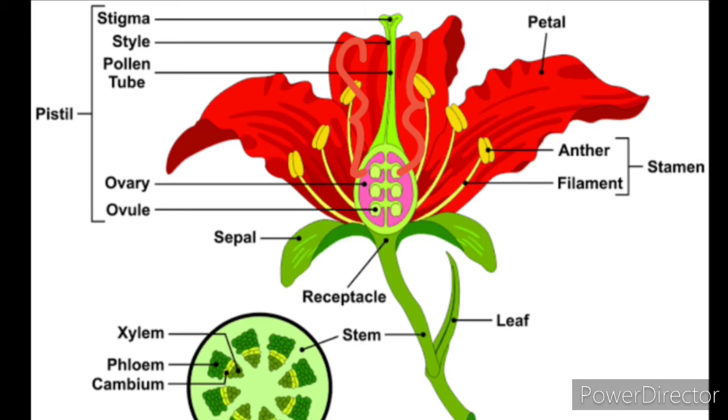And this tube inside the style, you have a thin filament that goes inside the style, which is called the pollen tube. Together the stigma, style, pollen tube, ovary and ovule are called the pistil, right? And this comes under the female part of the flower.